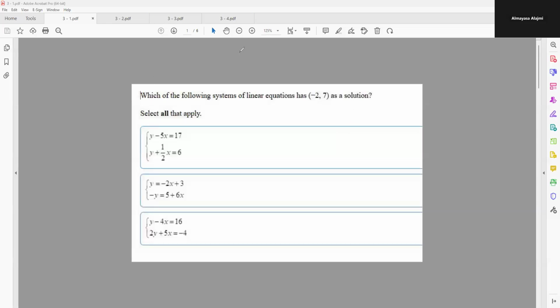This is chapter 3, section 1 for the periodic. This is a point, which is x and y. He is asking me which of the following systems of linear equations has (-2, 7) as a solution. What does this mean? This means that if I substitute this point in both of the equations, it will give me the correct answer.